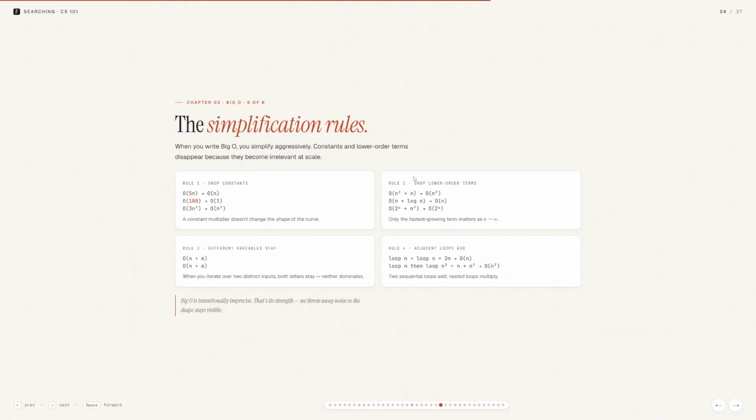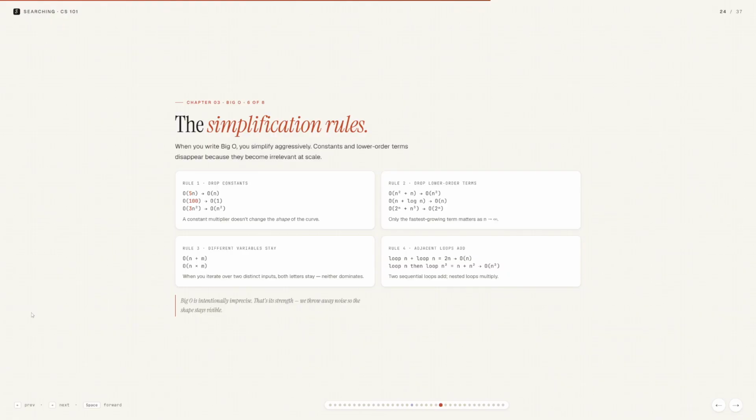Now, rule number 2: drop lower order terms. O of n squared plus n becomes O of n squared. At n equals 1 million, the n squared is 1 trillion, and the n is just 1 million. So the n is invisible. Drop it. And rule number 3, different variables stay. If you're iterating over 2 different inputs, both letters stay. O of n plus m, O of n times m. Neither dominates the other because they're simply independent from each other.